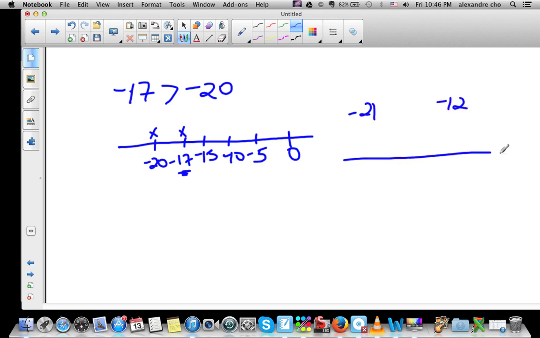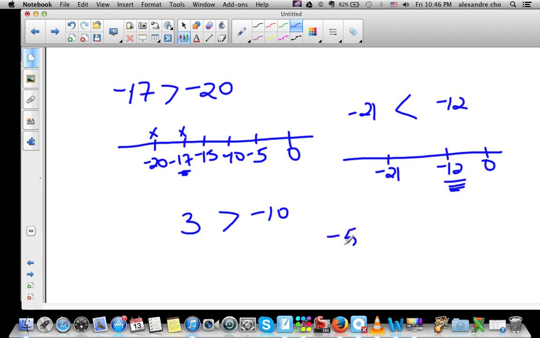Again, I will draw a number line. Here's 0, negative 12, and this is negative 21. Who's on the right side? This guy is. So negative 12 is greater. So negative 21 is smaller. 3 and negative 10. I'm not drawing a number line because one is positive and one is negative. But positive will always be greater.